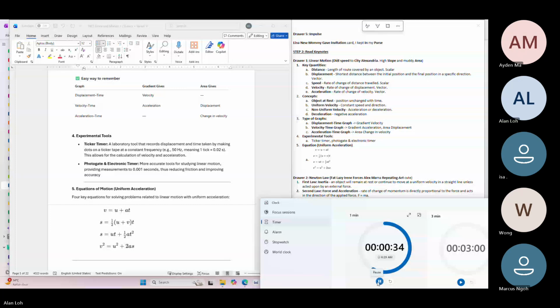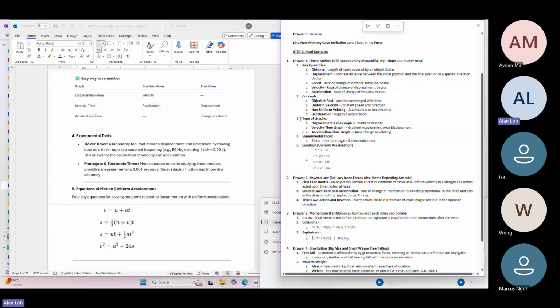Linear means straight line. And there are some quantities that you need to remember over here. And we have this very simple story to help you to remember: TT speed to city of Alexandria, right? Then you have a concept that you need to understand a bit about the graph. And then there are the three types of graph that you need to learn later, right? And which are the important parameters: gradients and areas of the graph. Then you have some experiments, and there you have these equations for uniform acceleration. Okay, uniform acceleration, right?